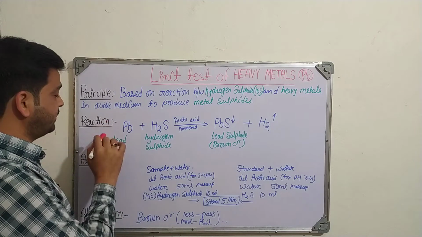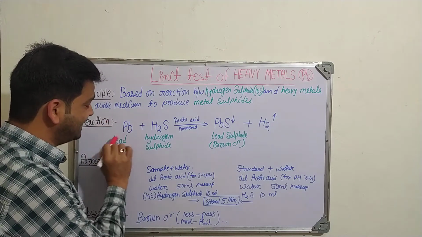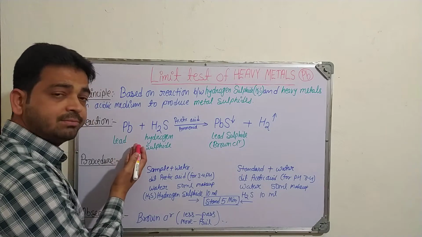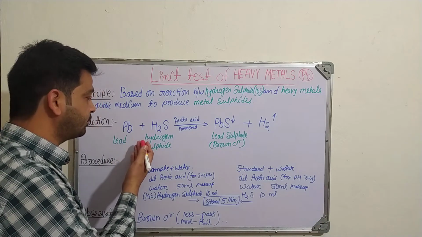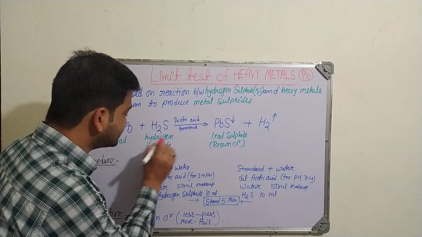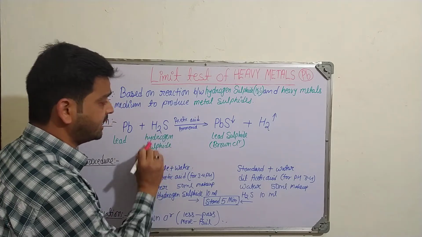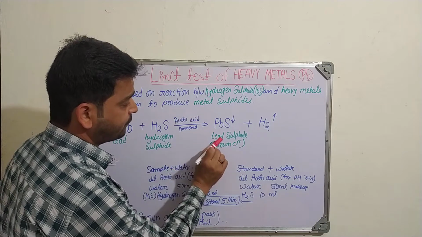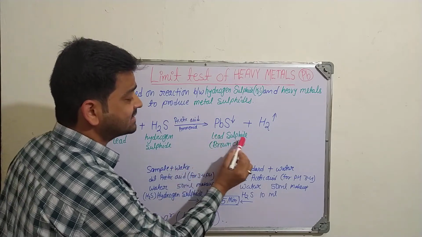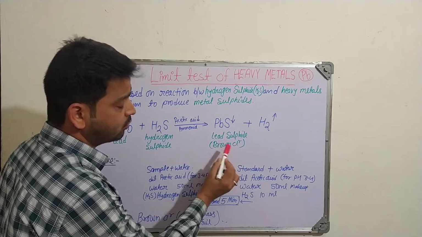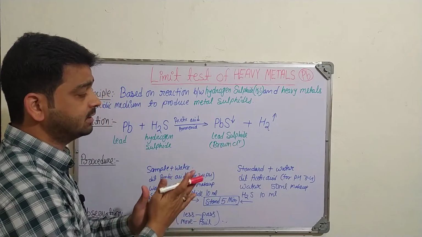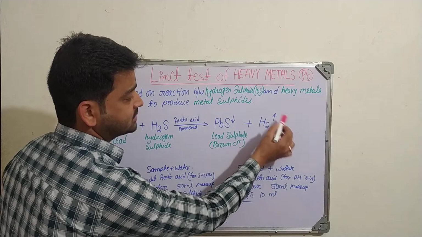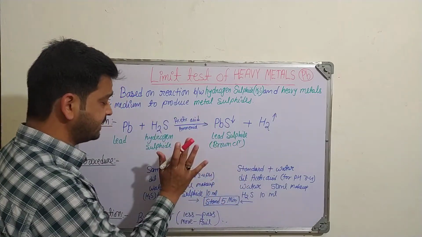Coming to the reaction, first we take the lead, which is already there in the test sample, or we provide it in the standard. Lead plus hydrogen sulfide, H2S, in the presence of acetic acid and ammonia, forms lead sulfide, which is brown in color. Actually it is black, but because of dilution it shows brown color, and hydrogen gas is released. This is the reaction we can remember.